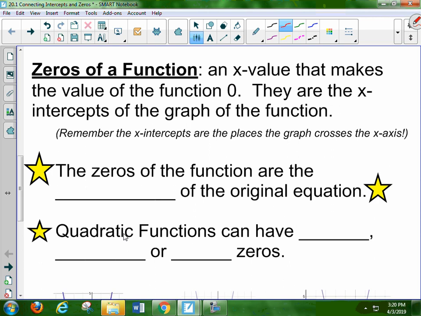And there's our definition of a zero. The zeros of a function are the x values that make the function value 0, which is where I'm actually asking when y is going to be 0. They are the x-intercepts of the graph. Okay, and there's your reminder from when we did them in lines that our x-intercepts are the places where the graph crosses the x-axis. The zeros of the function, and I kind of just talked about them up there, my zeros of the function are the solutions of my original equation.